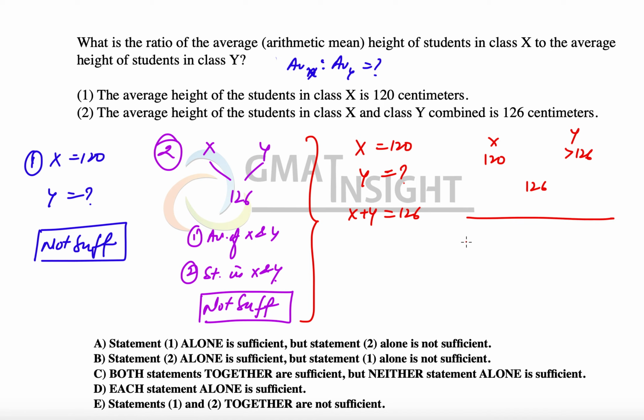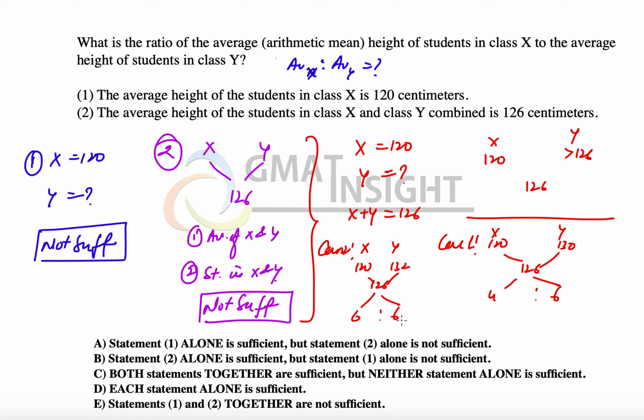For example, we can choose two simple cases. If X is 120 and Y is 130, then the average can be 126 if the ratio of the students in these two classes is 4:6. This is case number 1. Similarly, we can make case number 2: if X is 120, then Y can be 132 as well for the average 126 if the ratio of the students is 6:6, that means equal students.